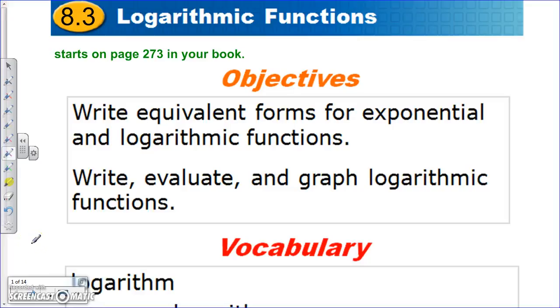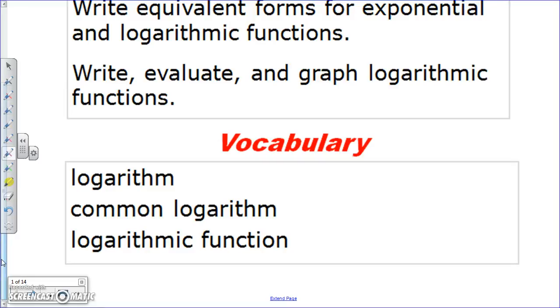Hey everybody, sorry I am not here today, but we will continue with our next unit, which is over logarithms. If you want to look in your book, it starts on page 273. We're going to be able to write them, evaluate them, and graph them. Today's main focus is going to be converting back and forth between logs and exponentials, and we're going to start graphing them as well. We're going to look at a specific log called a common log, which we'll get into a little bit later.